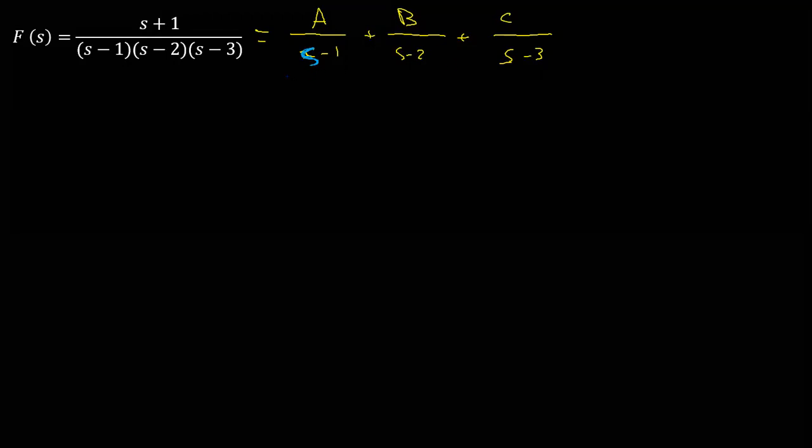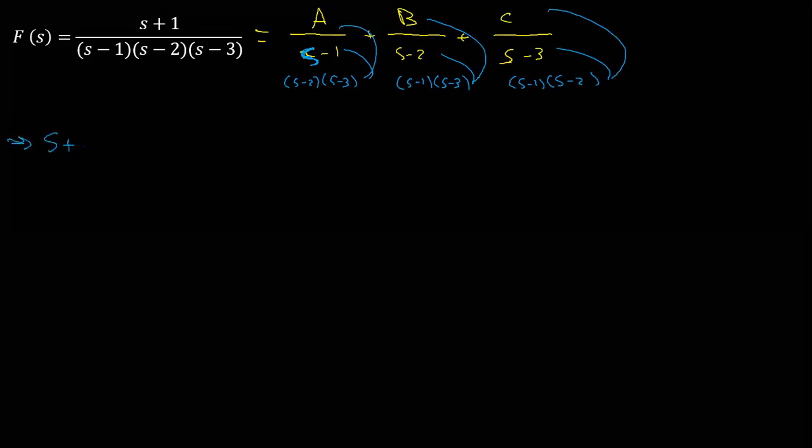So I'm going to multiply here by S minus 2, S minus 3. I'm going to multiply here by S minus 1, S minus 3. I'm going to multiply here by S minus 1, S minus 2. And this will be here and here, here and here, here and here. At that time, I have the same denominator. I'm going to cancel it out. So I have the following.